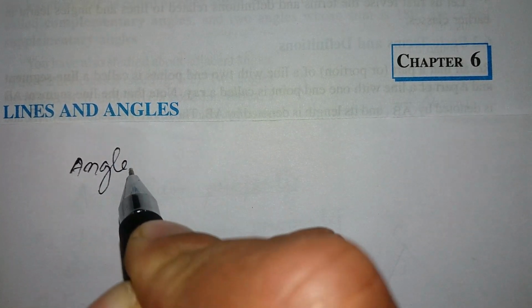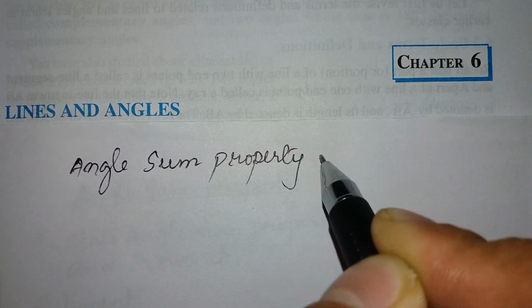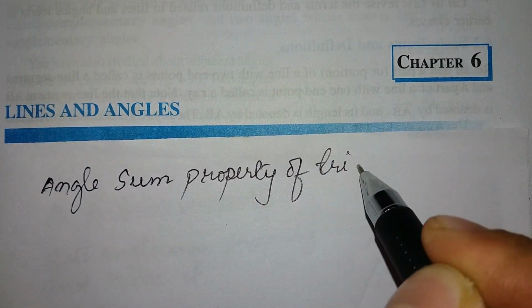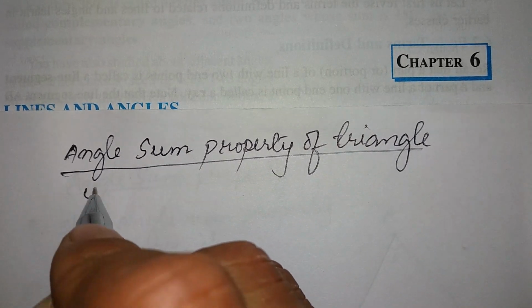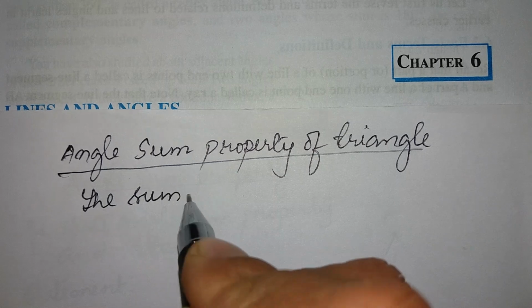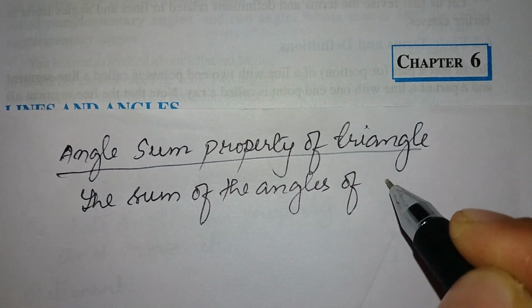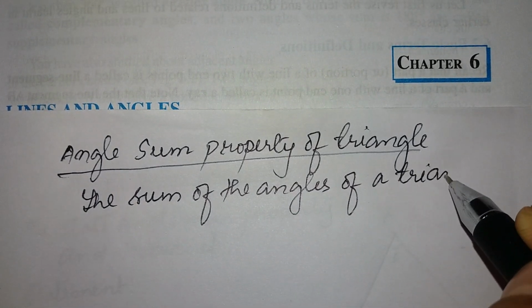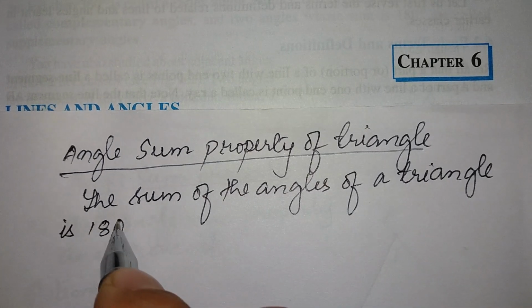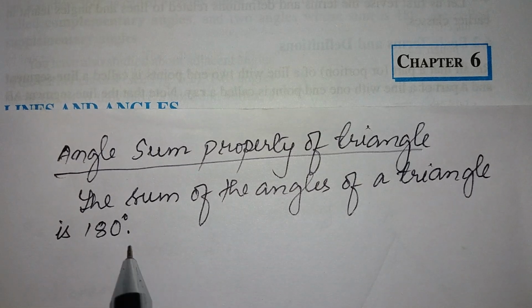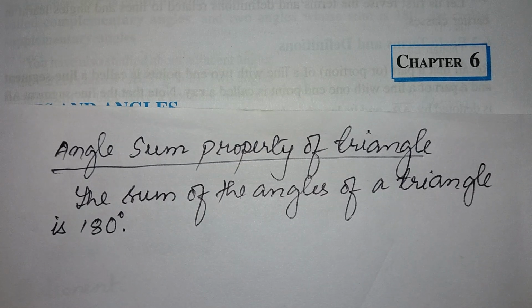Angle sum property of triangles. This says the sum of the angles of a triangle is 180 degree. Now this property you already have learned in the lower classes, and you have been using this property since the lower classes.